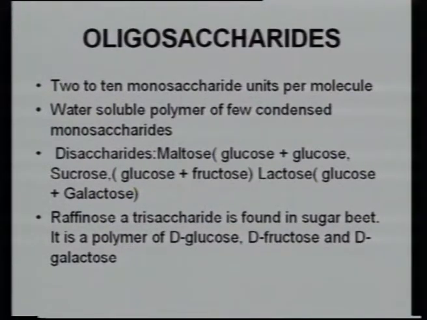It is made of two monosaccharides, glucose and galactose, which make the lactose. Similarly, sucrose is glucose and fructose, and maltose is an example of two molecules of glucose. And raffinose, which is present in the sugar beet, is an example of trisaccharides. It is a polymer of glucose, fructose, and galactose. So this group is known as oligosaccharides.